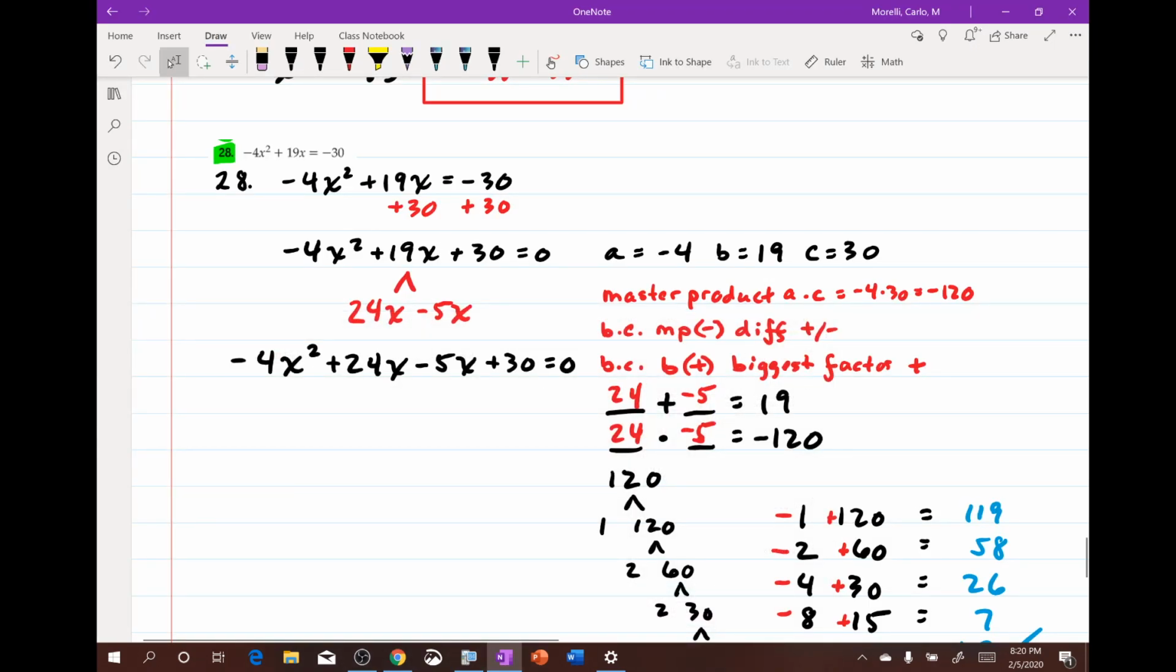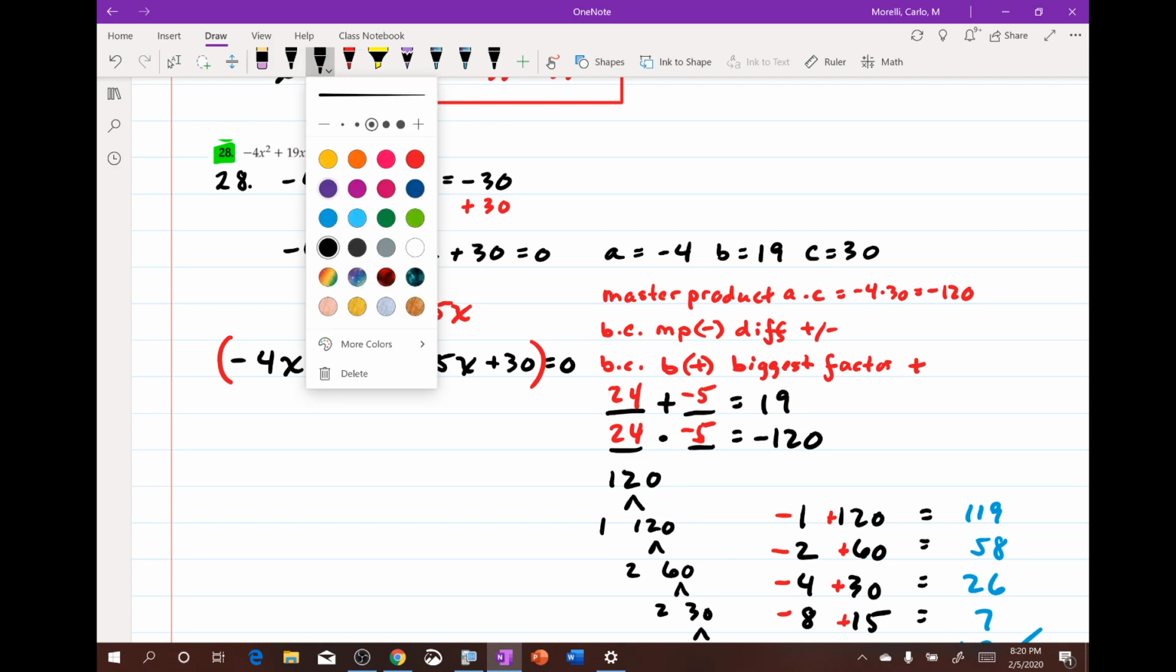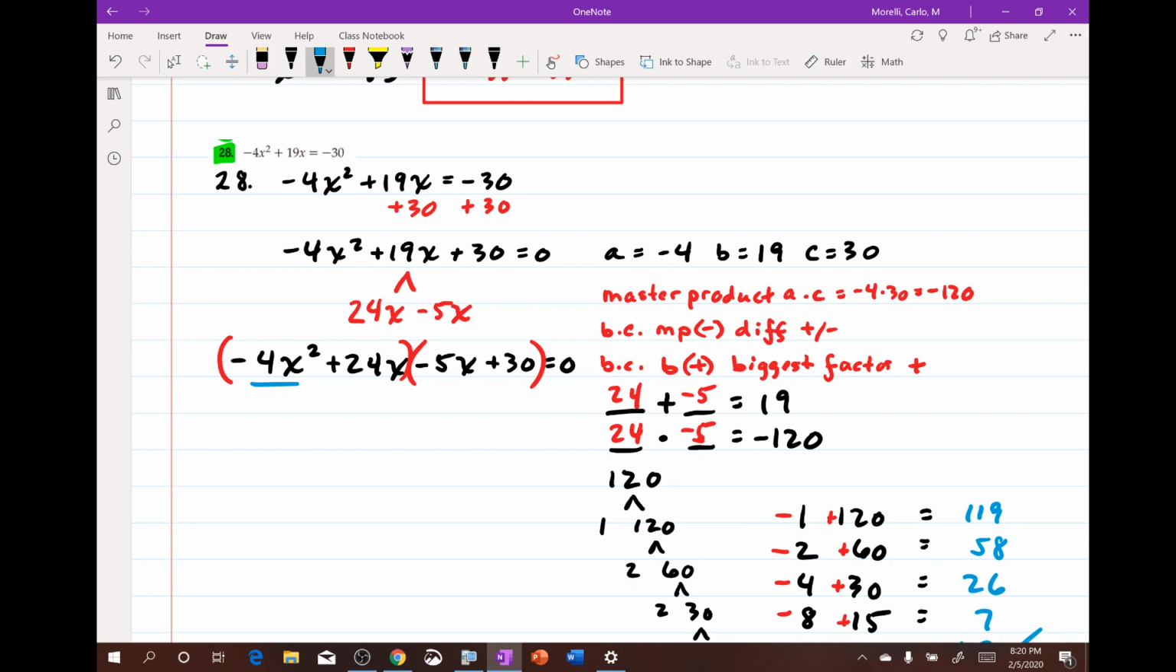Okay, so let's group these now. Group, group, group, group. And we're going to play our little game called Greatest Common Factor. So what can I pull out here? A negative 4x. And out of here, I can pull out a negative 5. So out to the left, I'll have negative 4x, and open parentheses, and then inside, I'll have x minus 6.